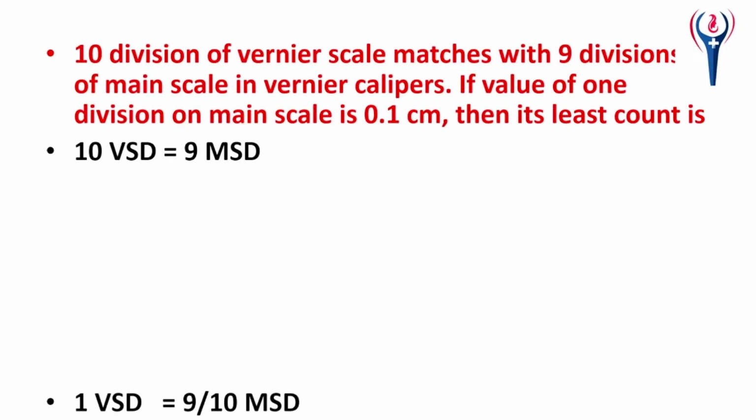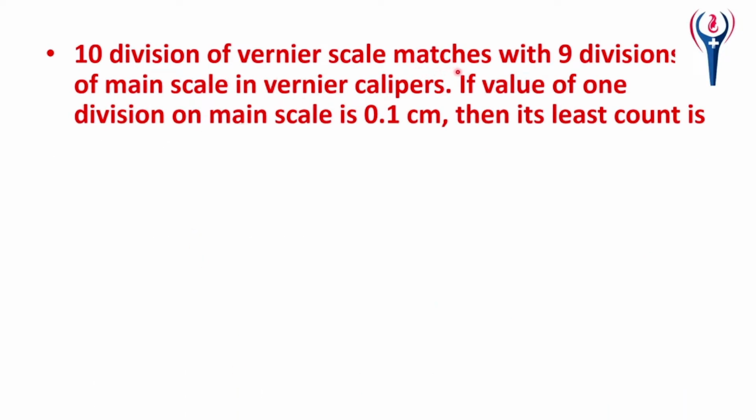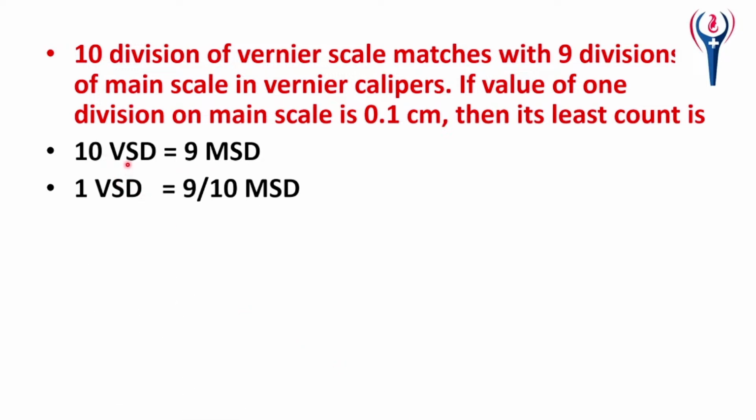And there is just one problem. 10 divisions of vernier scale match with 9 divisions of main scale in a vernier caliper. If value of 1 division on main scale is 0.1 centimeter, then its least count is dash. That is, we studied n times VSD equal to n minus 1 of MSD. So n is 10. 10 VSD equal to 10 minus 1, 9 MSD. And 10 VSD equal to 9 MSD, 1 VSD equal to 9 by 10 MSD.